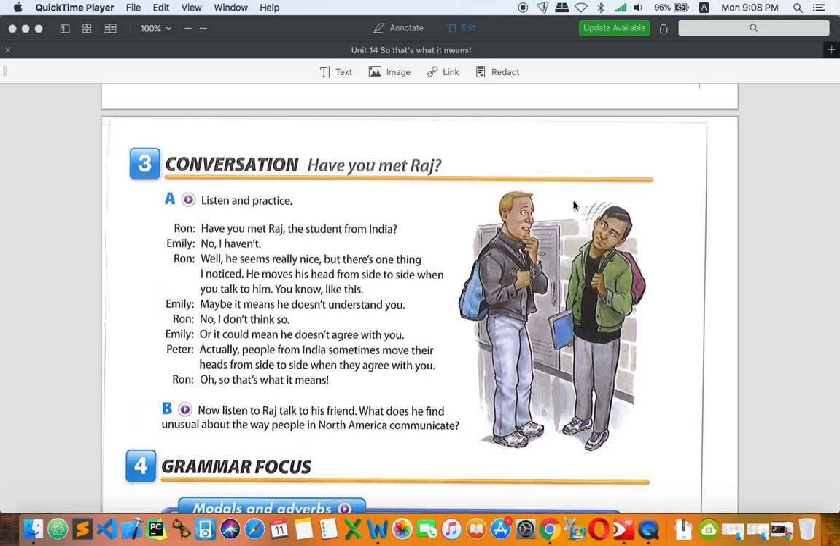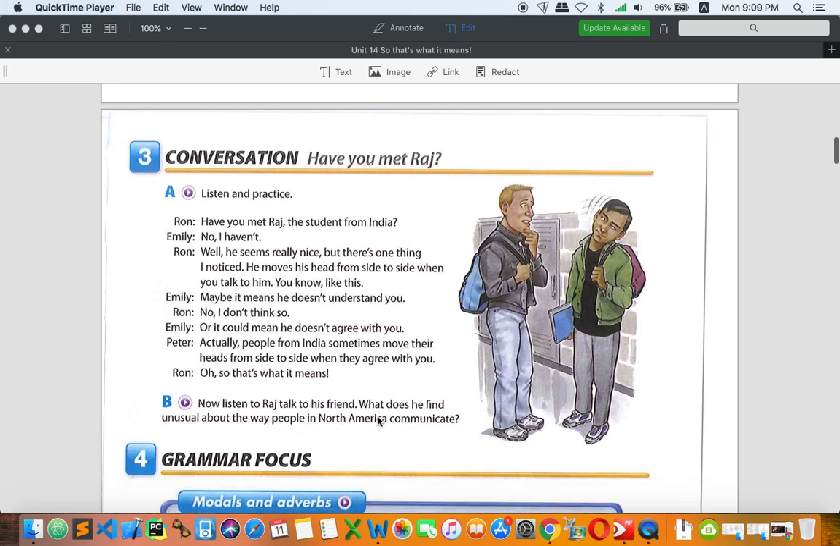When you see the word Raj, and he just moved his head from side to side to say something. You happen to see some Indian people, right? When they talk, they love to move their head from side to side, and it's pretty obvious and clear that these are Indian. So your job is to listen to these two conversations, A and B. In part B, you need to answer the question: what does he find unusual about the way people in North America communicate? So you need to find out exactly about the North American people.